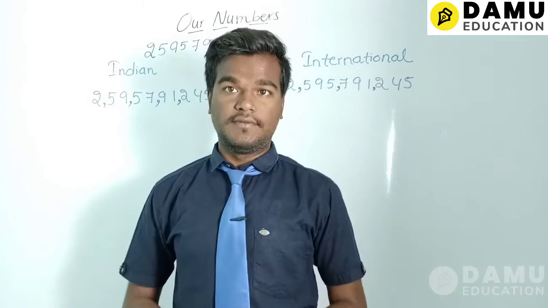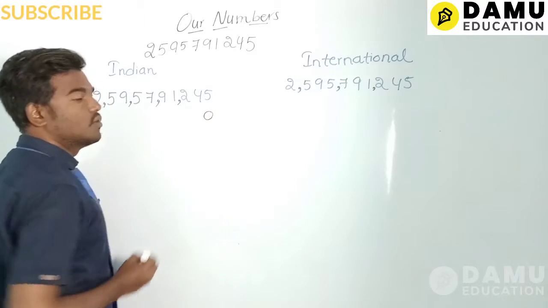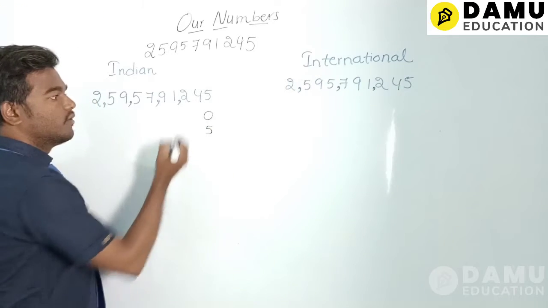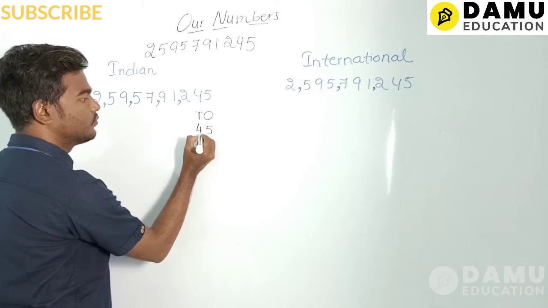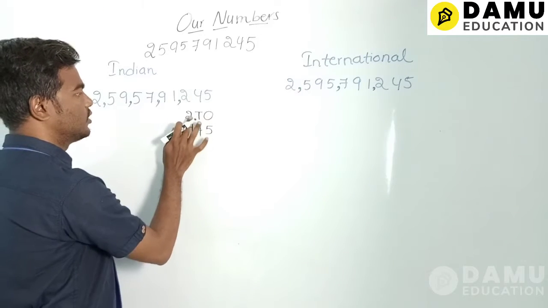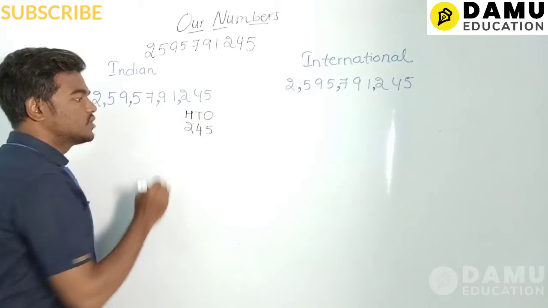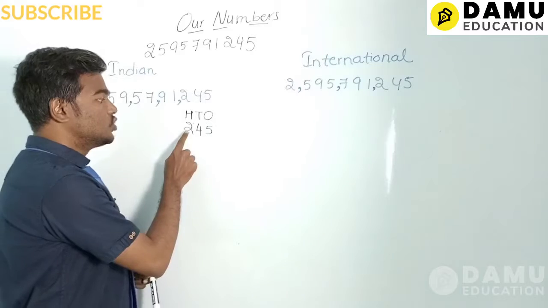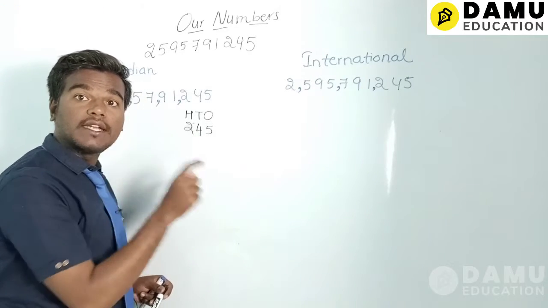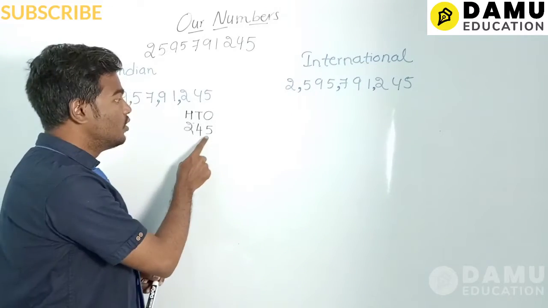Then what are the place values for that? Let's write: this is the ones place. 5 is in the ones place, 4 is in the tens place, and 2 is in the hundreds place. So what you can say here is 245. Why do we use 40 there? 4 is multiplied by 10. That is the case. So 45.